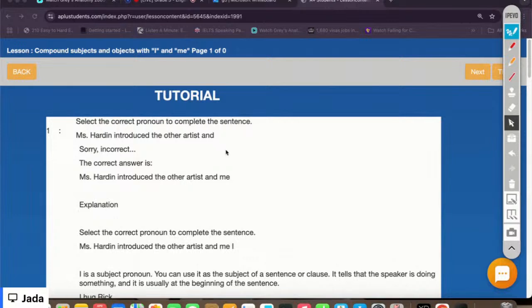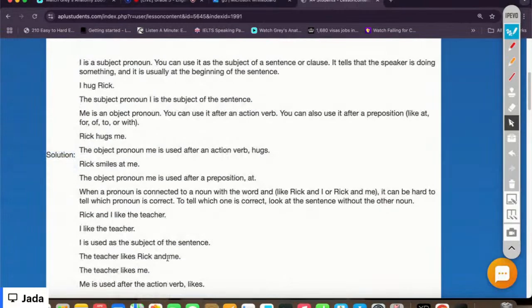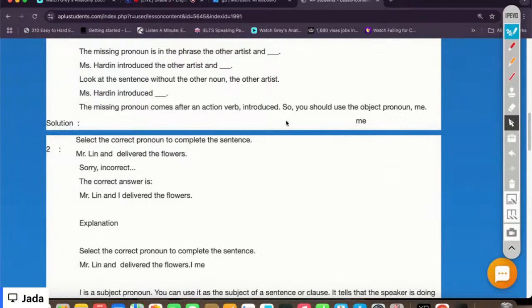Select the correct pronoun to complete the sentence. Miss Hardy introduced the other artist and dash. What do you think would be the right pronoun here? It will be, she introduced the other artist and me. Object pronoun, okay? Mr. Lin and dash delivered the flowers.